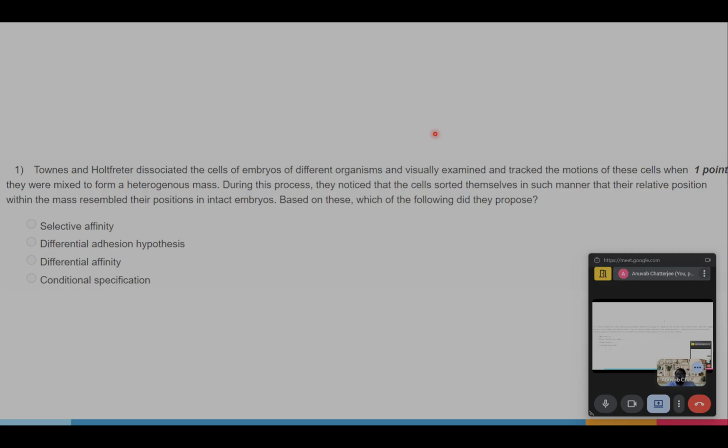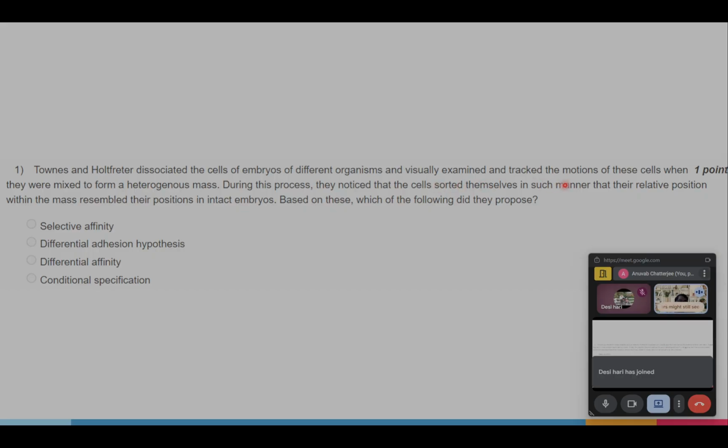The question is, Townes and Holtfreter dissociated cells of embryos of different organisms and visually examined and tracked motions of these cells when they were mixed to form a heterogeneous mass. During this process, they noticed that the cells sorted themselves in a manner that their relative positions within the mass resembled their positions within the intact embryos. Based on these, which of the following do you think did they propose? The options are selective affinity, differential adhesion hypothesis, differential affinity, and conditional specification.